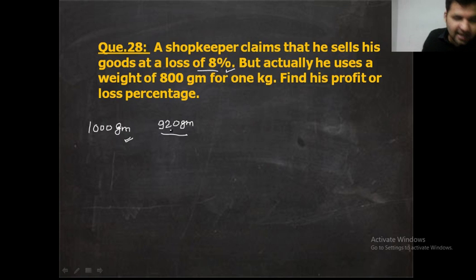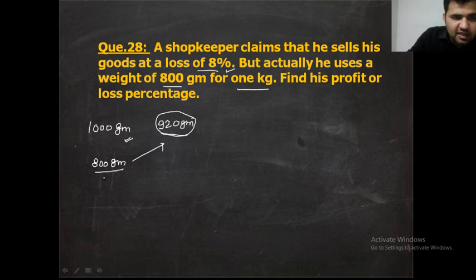He will take the money for 920 grams from the customer. But actually he is using a weight of 800 gram for 1 kg. Now what is the meaning of this statement? He is actually using a weight of 800 gram for 1 kg, so his actual investment is of 800 gram. And the money that he is charging from the customer is of 920 grams. So what is the profit percentage?